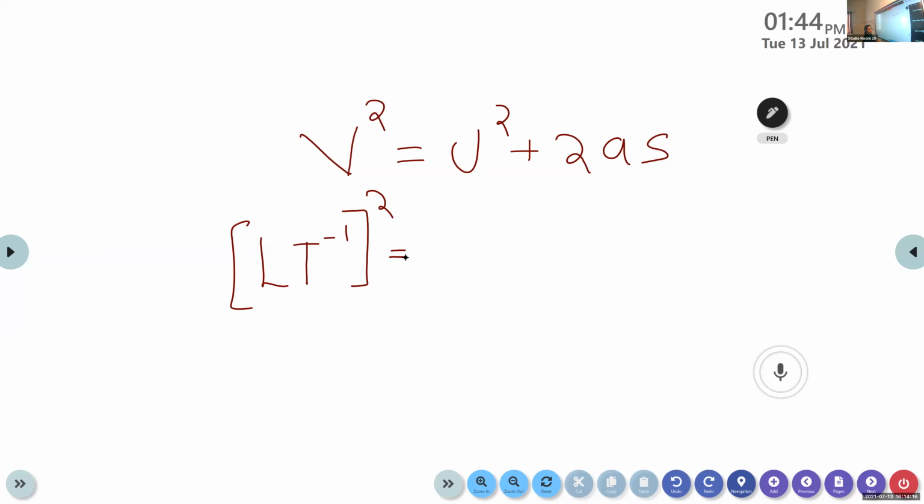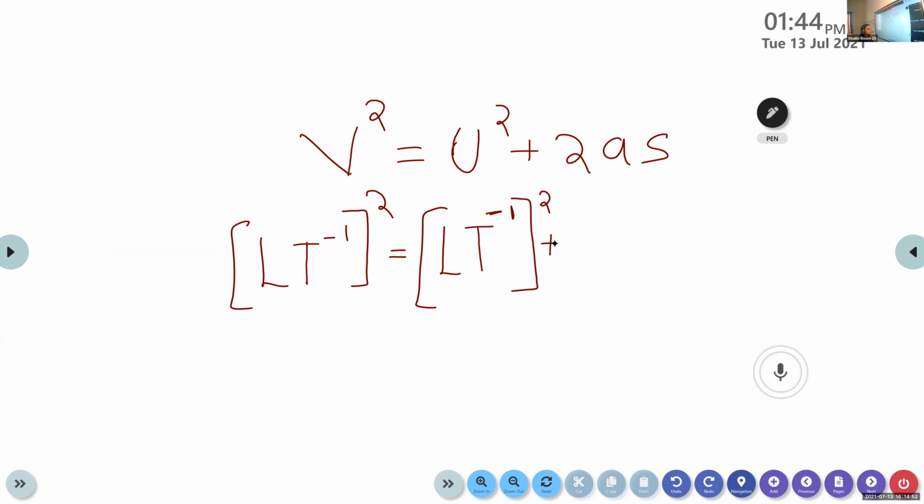Good. Okay, then next one, Anila. The first term in the RHS is U square, the square of initial velocity. So what is the dimension of the square of initial velocity? L1 T minus 2. Okay, or we can write it as the dimension of velocity, LT raised to -1, the whole square. We can simplify it later. Then the third term is 2AS.